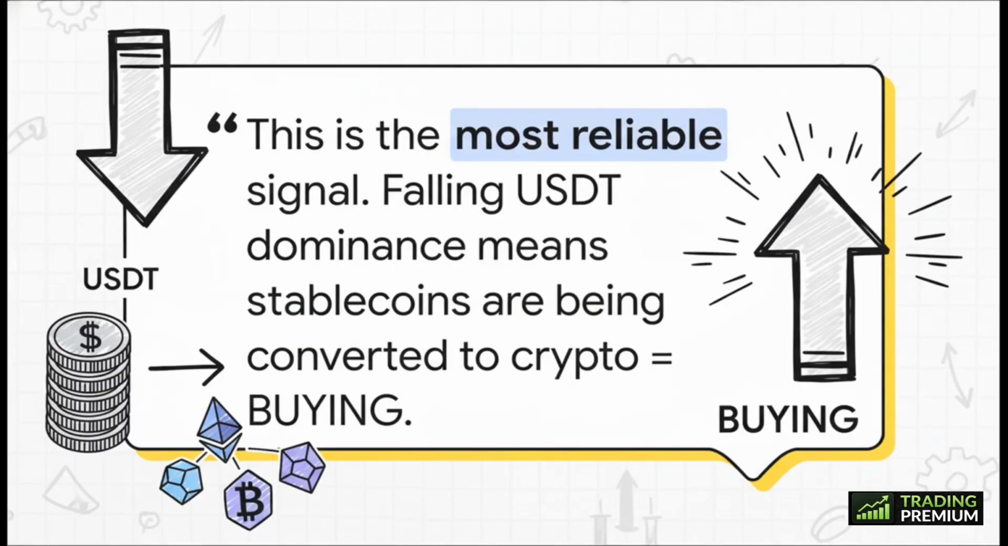And this right here is the whole key. When the market share of stablecoins, like Tether, starts to drop, it means one huge thing. Money is moving out of cash and into crypto assets like Bitcoin and Ethereum. It is, without a doubt, one of the clearest signals of real buying pressure you can possibly find.